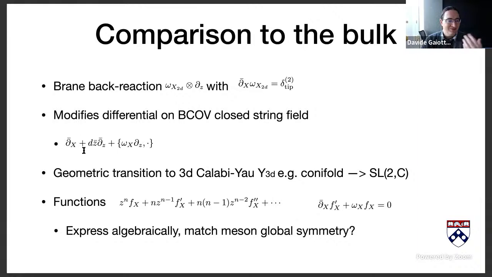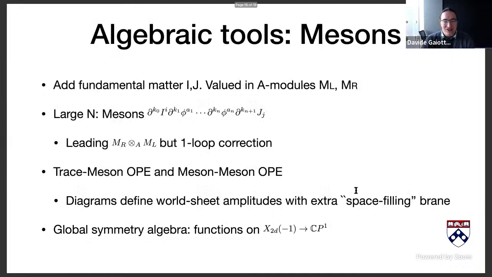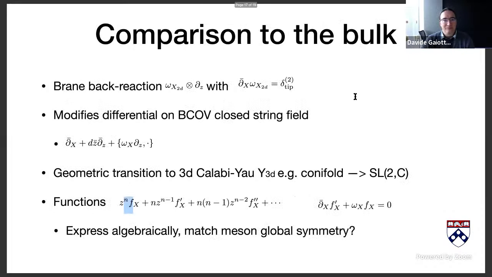Whatever the condition was for a function to be holomorphic, now it's modified, because the function has to be annihilated by del bar plus the action of the Beltrami differential on the function. And you can try to write new functions, starting from functions on the original geometry, X times C, and correcting them systematically. You need to solve some kind of descent relation to do so. Once you've done that, you can look at what the new algebra of functions is going to be. And this should give you the Y3D. What I would like to see is that this systematic calculation of the algebra matches, order by order in the 't Hooft coupling and in the back reaction, the OPE calculations for mesons. And the same for the vector fields.